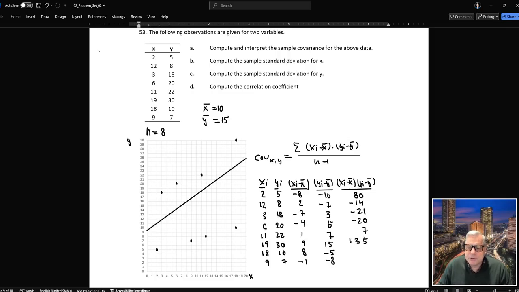8 times negative 4, negative 40. Negative 1 times negative 8, 8. And now I just need the calculator here. Okay, so what's the sum?